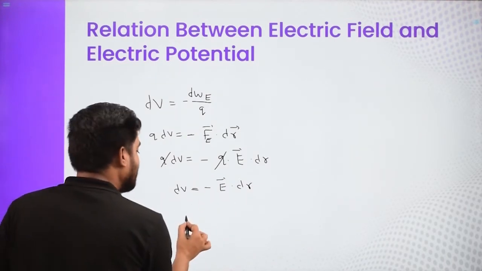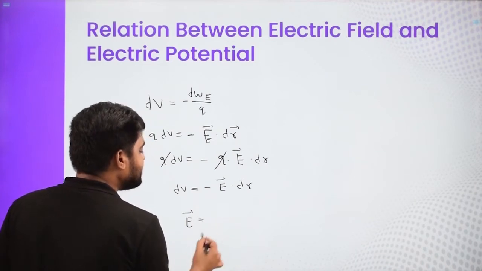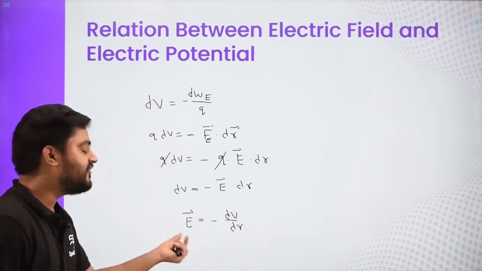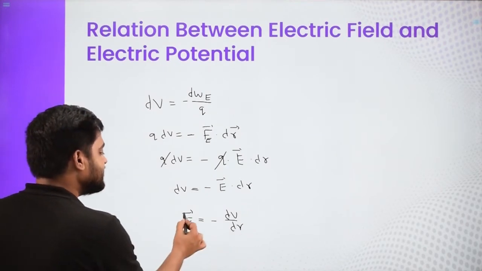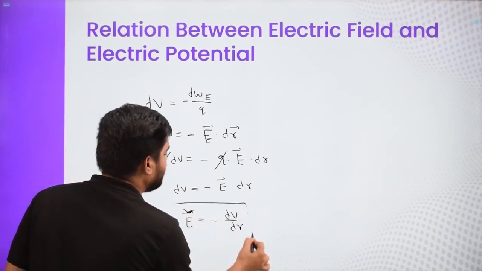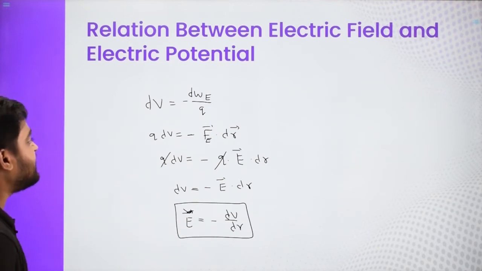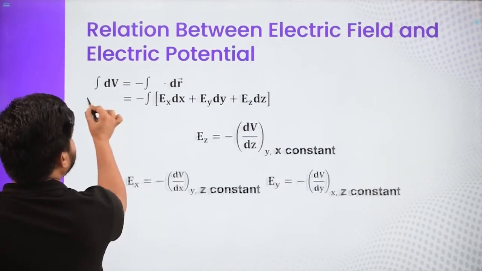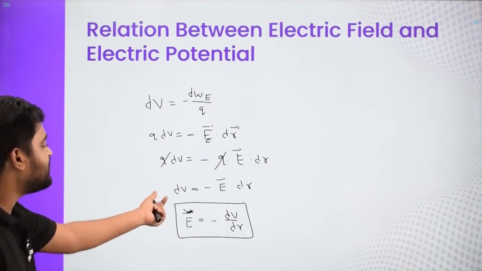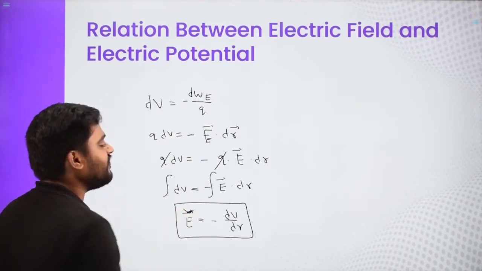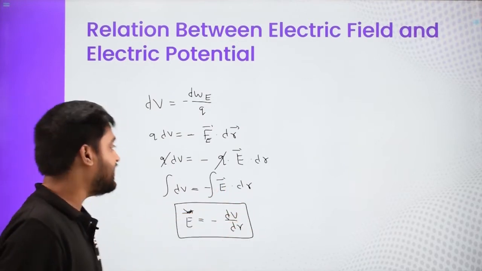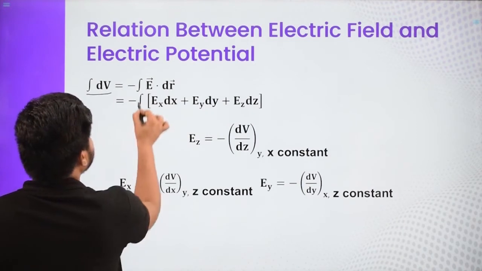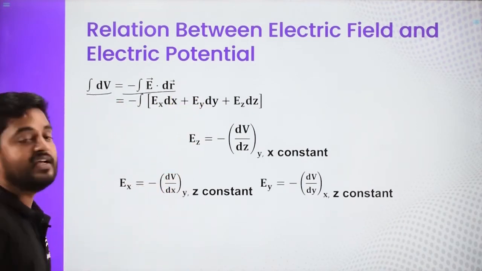So this is the relationship between potential and electric field. If we want a formula for E, E is nothing but minus dV by dr. So electric field is the potential gradient, but this is not the vector formula. For the vector formula we need to do something else. Integration of dV is nothing but minus integration of E dot dr, which is written over here.